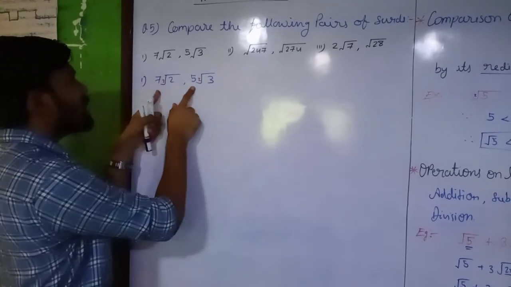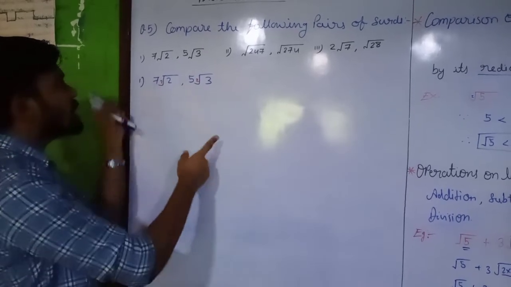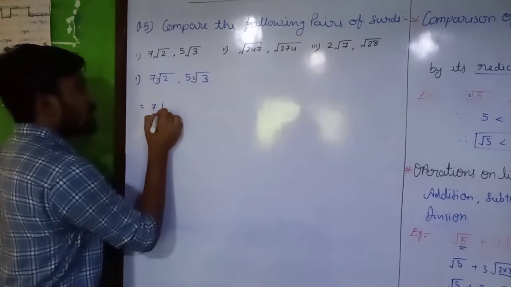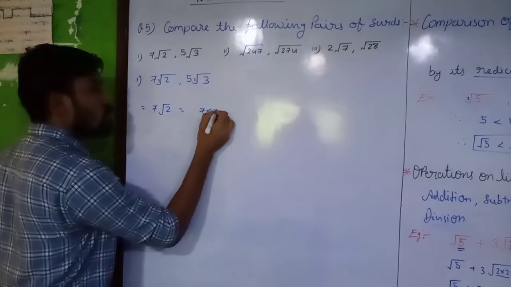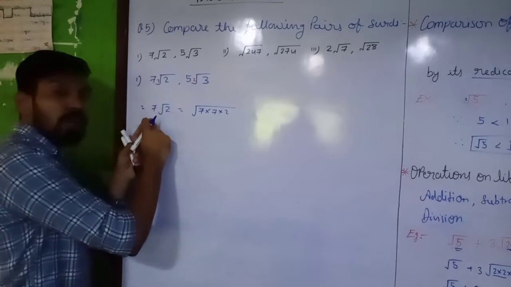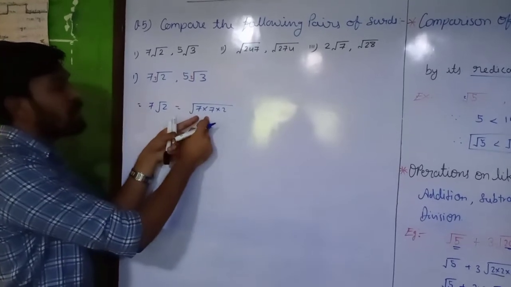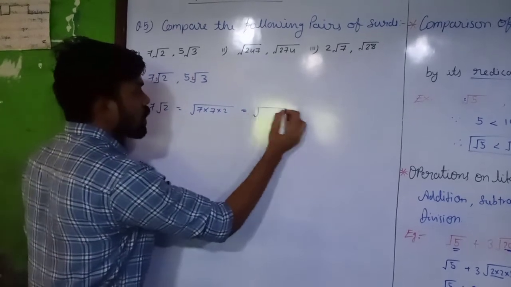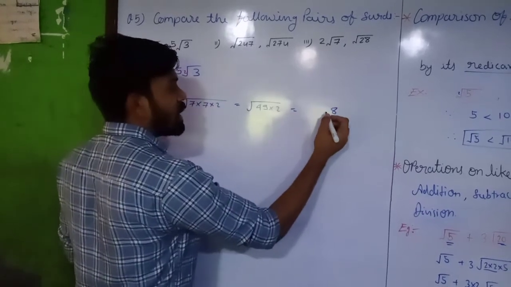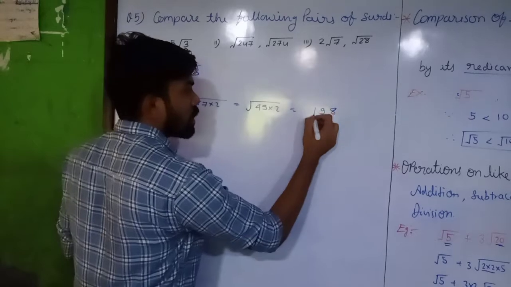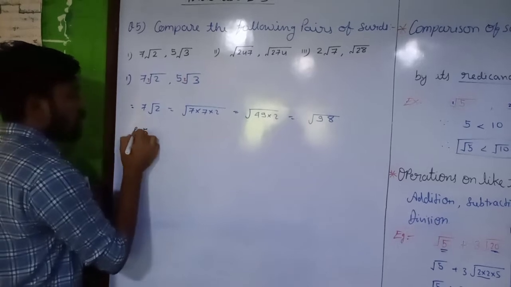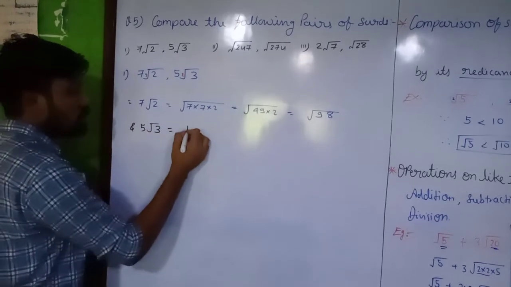But before that, whatever number we have outside, let's take it inside. It will become 7 root 2 equal to root of 7 into 7 into 2. If we have order 2 and the number outside goes inside, it becomes squared. So we get 7 sevens are 49, into 2, is equal to 98, under root 98. The second one, here we have 5 root 3. The same thing we are going to do.